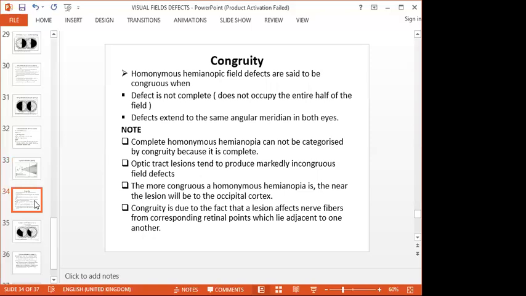Congruity: homonymous hemianopia field defects are said to be congruous if they are exactly the same. If the defect is not complete, it does not occupy the entire half of the field. Defects extended to the same angular meridian in both eyes, not complete homonymous hemianopia, cannot be categorized by congruity because it is complete. Optic tract lesions tend to produce markedly incongruous defects. The more congruous a homonymous hemianopia is, the nearer the lesion will be to the occipital cortex.